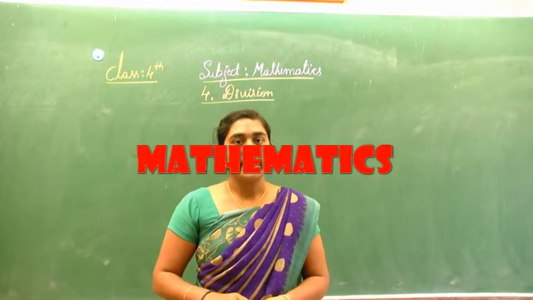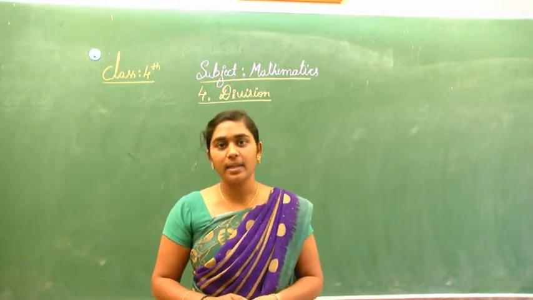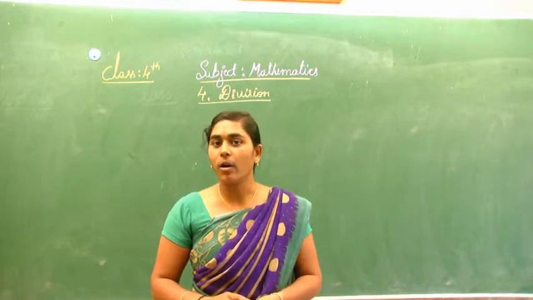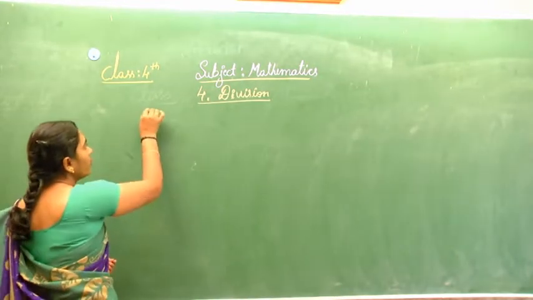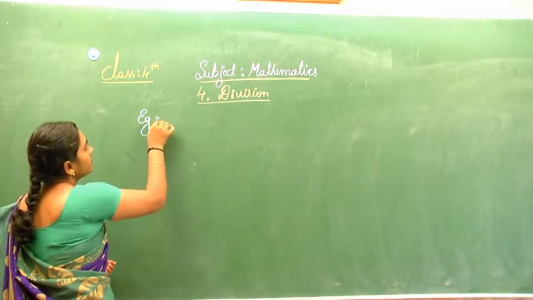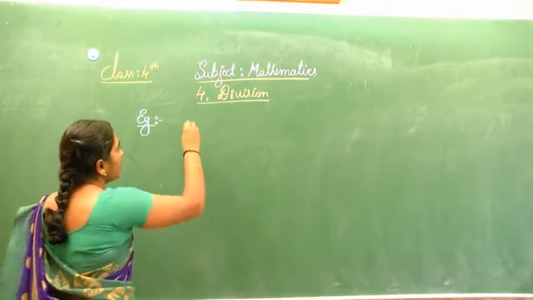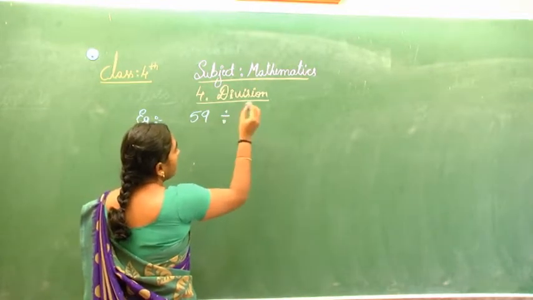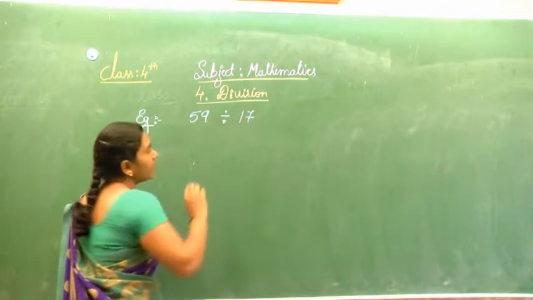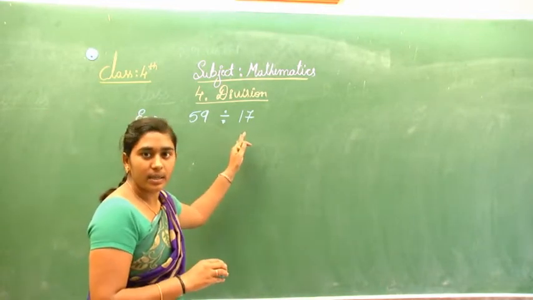Hello children, in this class let's study the division of numbers by estimating with two-digit numbers. Let's see an example of how we do it. Suppose there is a number like 59 divided by 17.